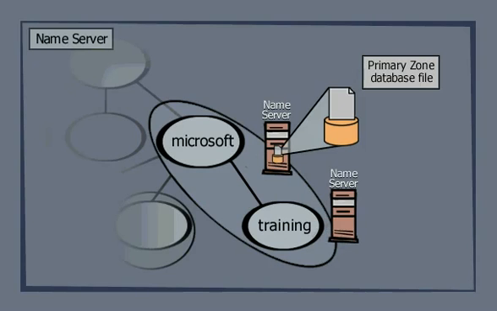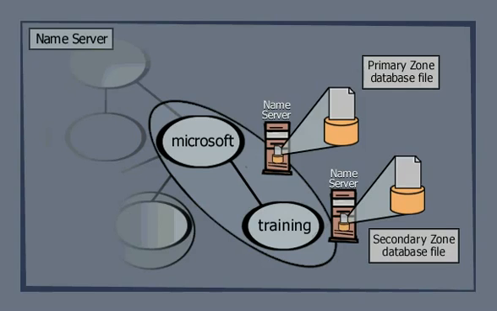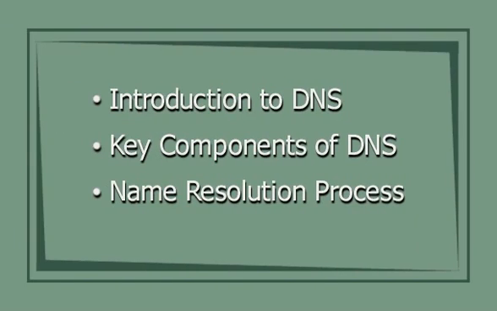A copy of the zone file may be stored on other servers to balance network load. These copies are referred to as secondary zone database files. The secondary zone database files are updated regularly from the primary zone database file by a process called zone transfer. Therefore, either server can answer name resolution queries for that zone. The next section describes how name servers resolve or map user-friendly names to numerical IP addresses.